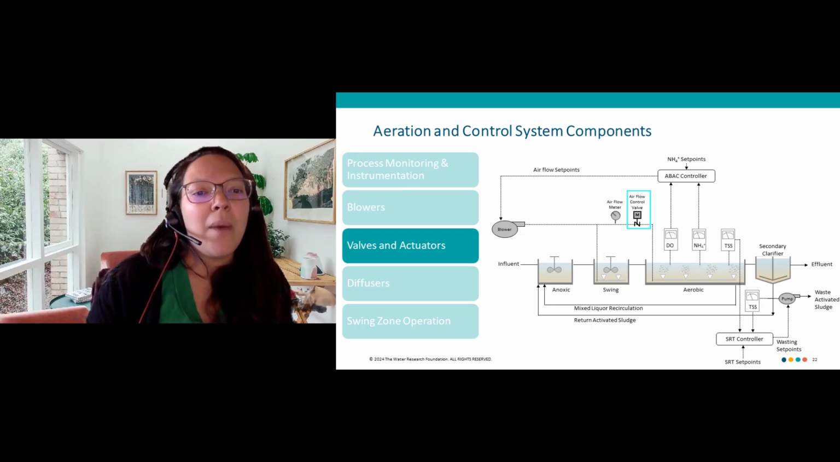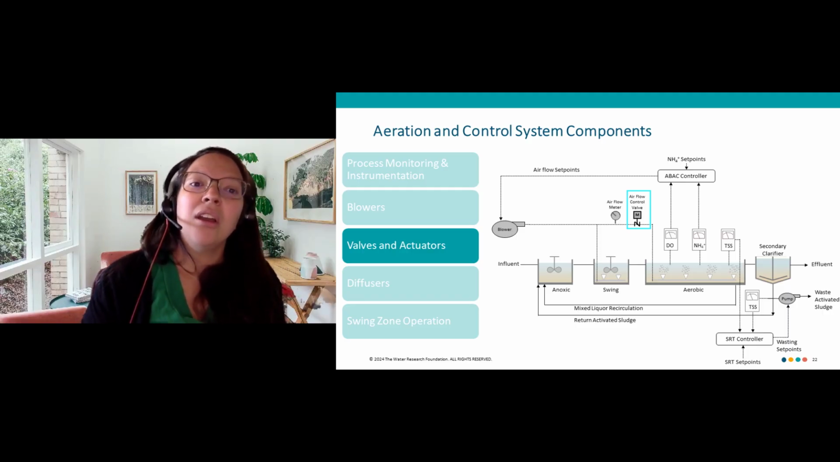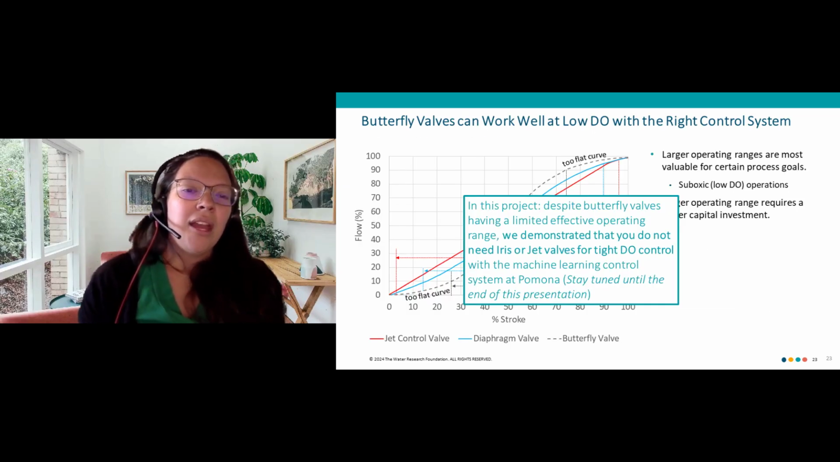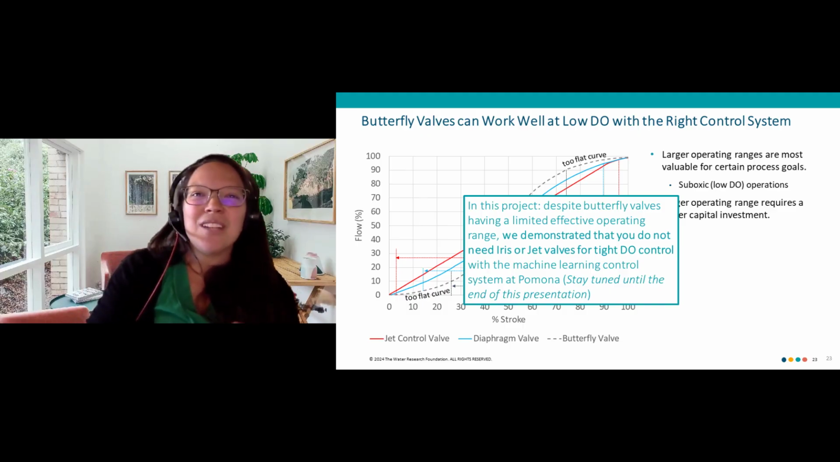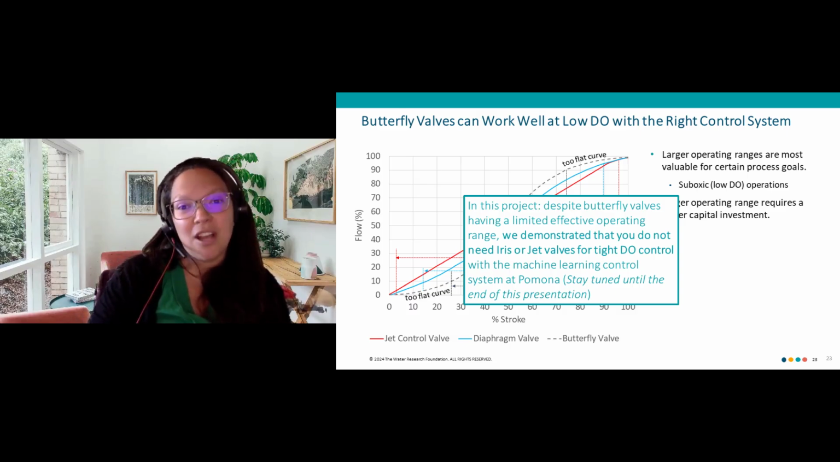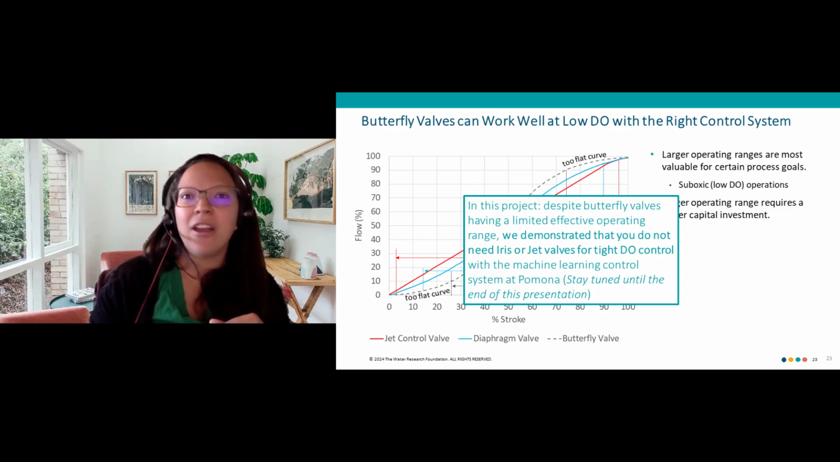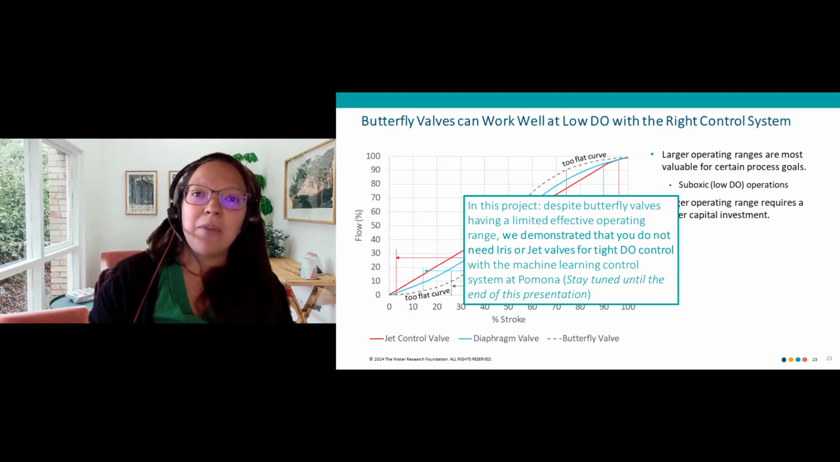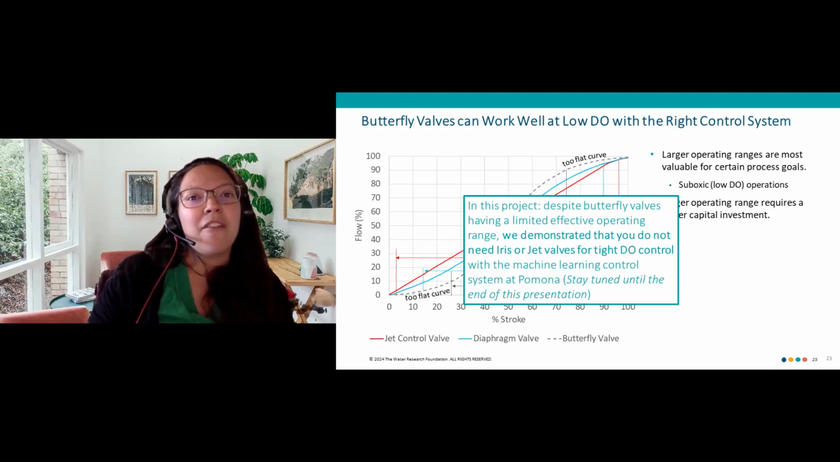So now let's talk about the airflow control valves and actuators. In this project, spoiler alert, we were able to demonstrate that butterfly valves can work well at low DO with the right control system, even though iris and jet valves are selected for their larger operating ranges and have higher accuracy and repeatability. So here we have a graph showing the operating range of each type of valve, diaphragm or iris valves represented with the blue line, jet valves in the red line, and butterfly valves in gray, with jet valves having the most linear and largest operating range.